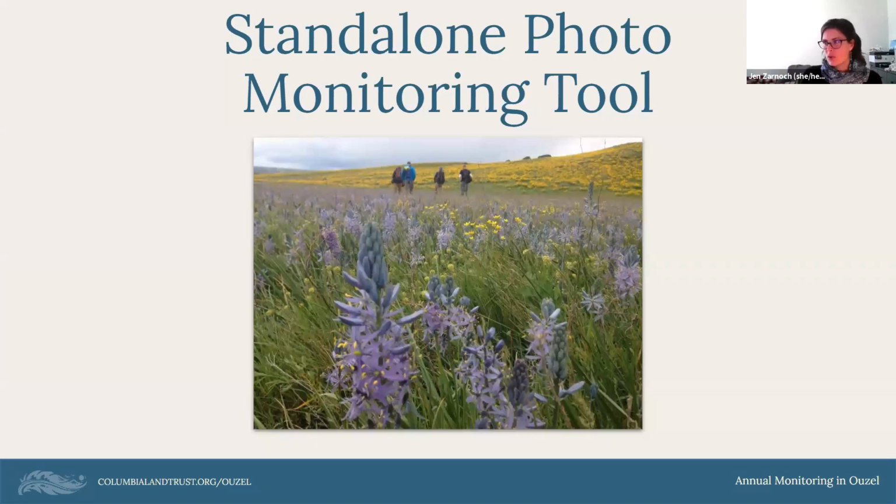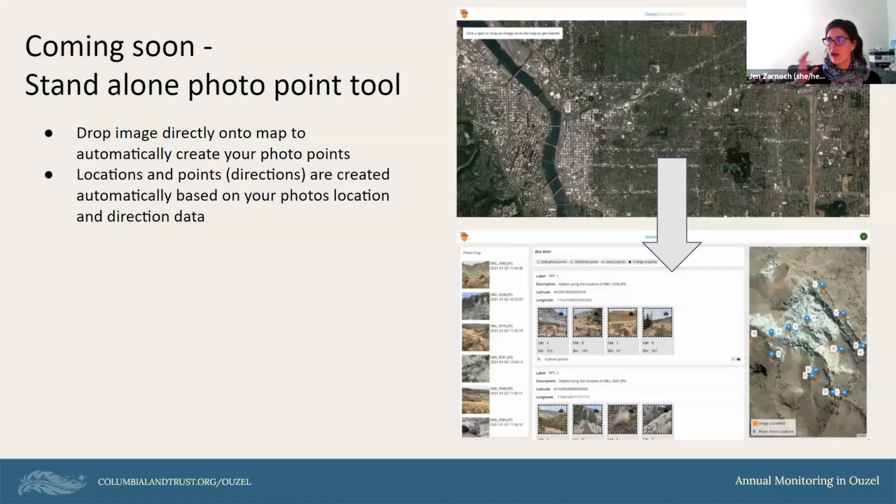I just want to also quickly touch on this. This is coming very soon. Chris has built this. You'll see it looks pretty familiar to what's in Ouzel. But it is also a standalone photo point tool where you drop your image or images directly on a map. It's also automatically going to create photo points for you. And then, like I showed you in the other one, if there's ones that it can't, it'll put them over here for you to drop in.